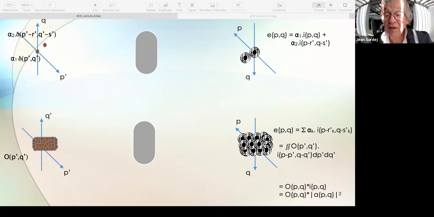So what you get, you see at the end, in the lower right equations, is just a convolution product of the real shape of the source by the response function of your instrument.